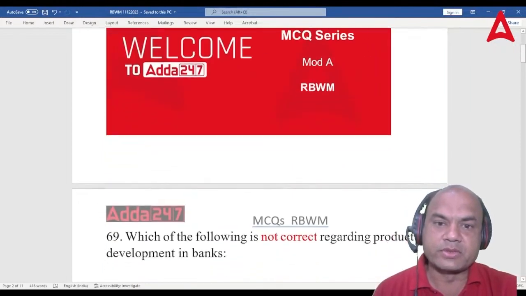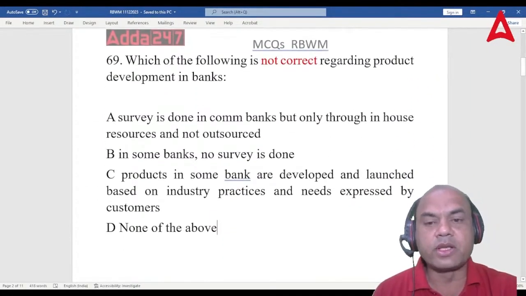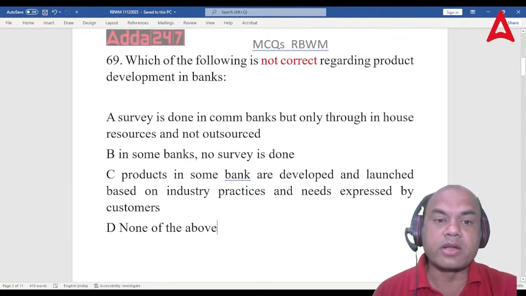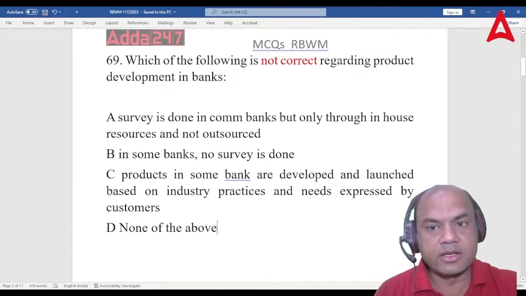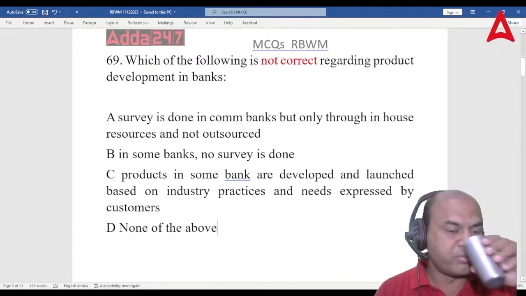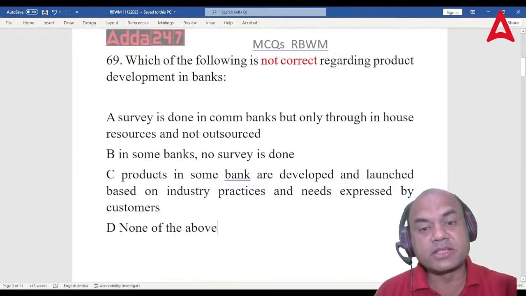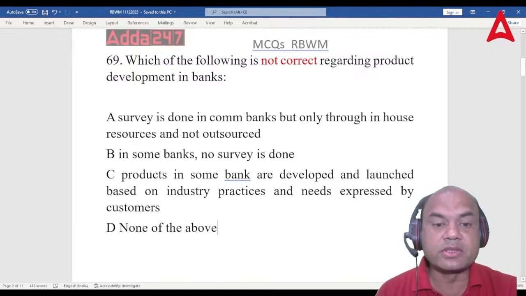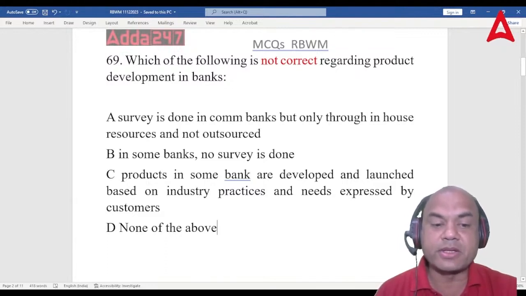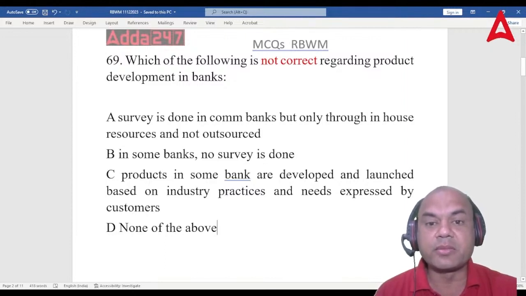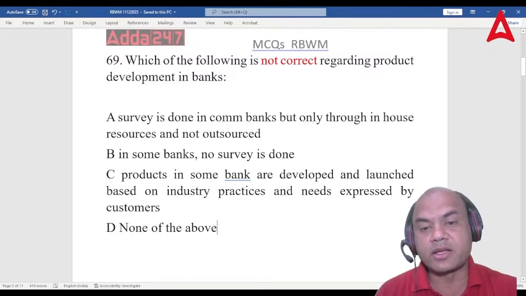First one. Which of the following is not correct regarding product development in banks? We want what is not correct, regarding product development. Survey is done in commercial banks, but only through in-house resources and not outsourced. In some banks, no survey is done. Products in some banks are developed and launched based on the industry practices and needs expressed by the customers. And D, none of the above. So, which of them is not correct?